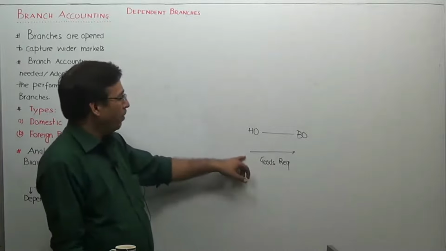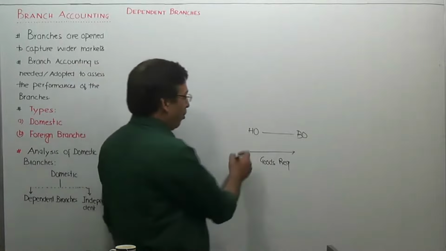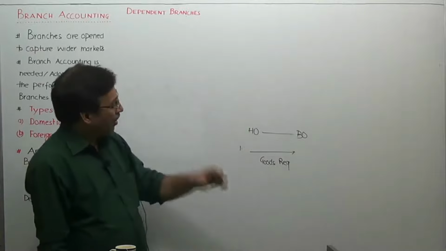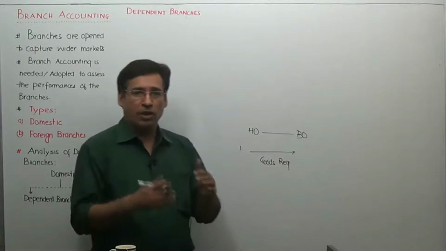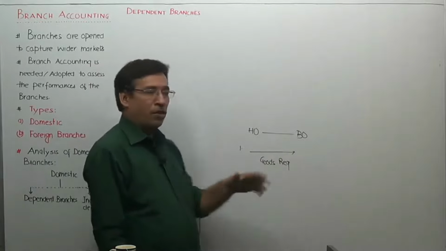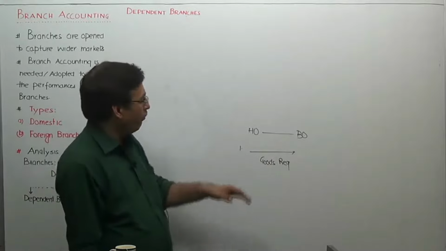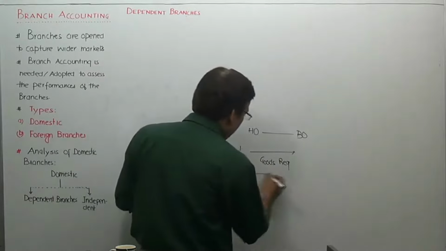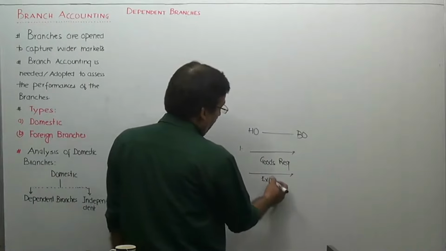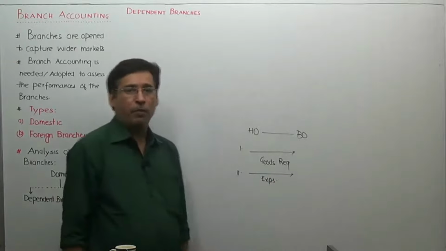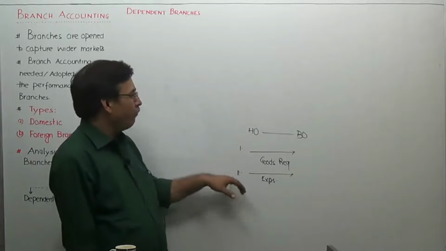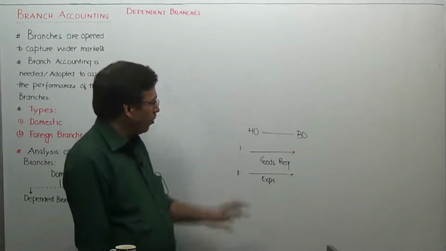We are trying to have a threadbare analysis of complete dependence. It means all the goods requirement of the branch shall be met by the head office. That means the branch will not be allowed to purchase any goods of its own. So the branch is completely dependent upon the head office in respect of its goods requirement. Similarly, all the expenses of the branch shall be met by head office. That means the branch need not spend a single penny out of its own pocket. Head office will send the required cash to meet the expenses.